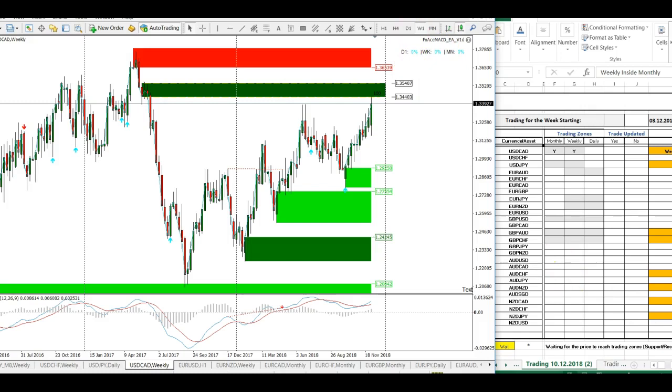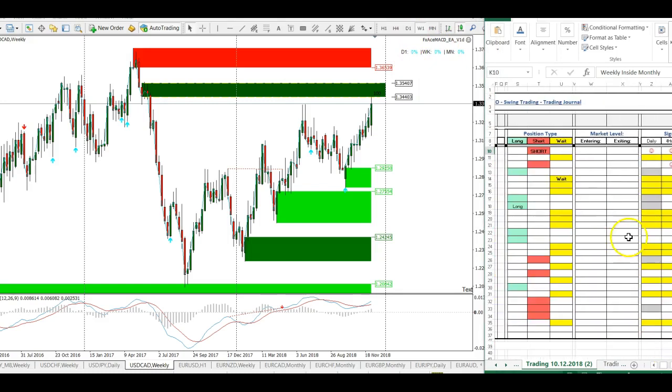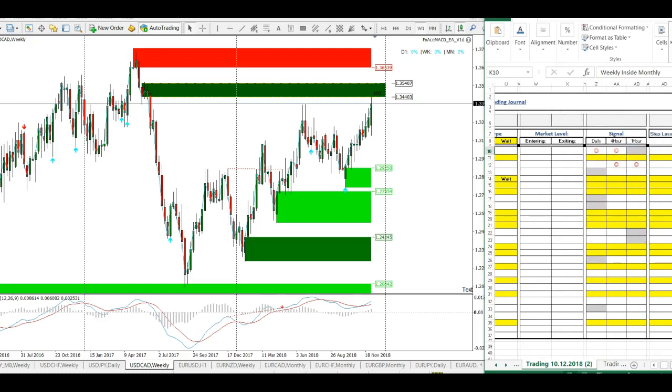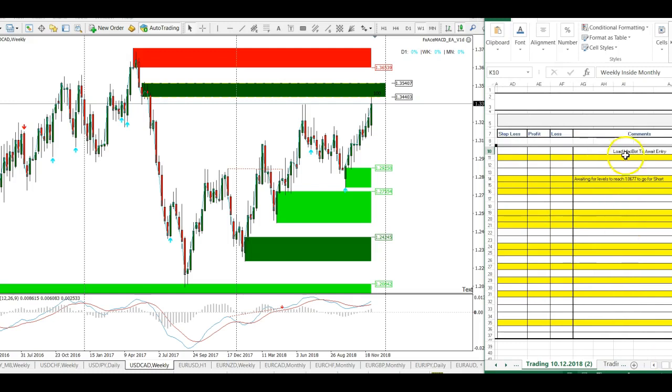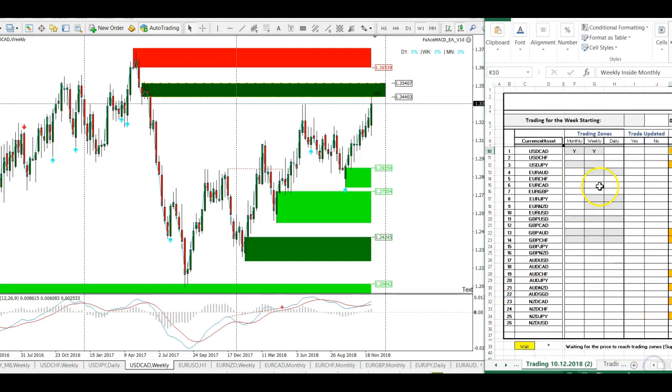So fill in the trade journal. The market hasn't been entered yet, and this we just put in the signal. It will be in the daily and the 4 hour. Once the trade's entered, we'll put our profit, loss, and then any comments we want to place on the trade. And there you see, I put the comment: loaded MacBot to await entry. So that's USD CAD. Next week, go on to the next.